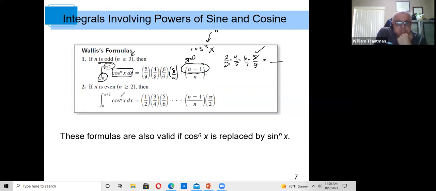So if this was even, you don't start at 2/3, you start at 1/2, then you go 3/4, 5/6. And once again, if this was 9, wait, it can't be 9, it has to be even. If this was 8, then you'd go 5/6, 7/8, because if you put an 8 in here, 8 minus 1 is 7. And you see, you'd be left with an 8 on the bottom. And then you'd multiply these and you get your answer.